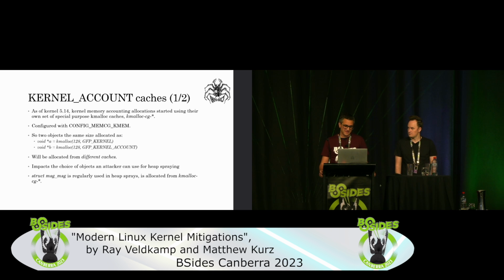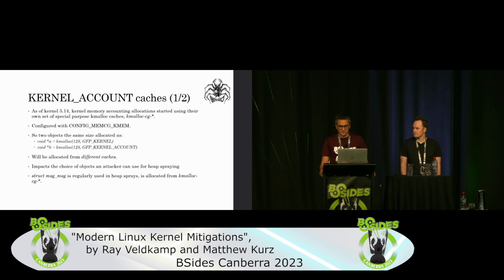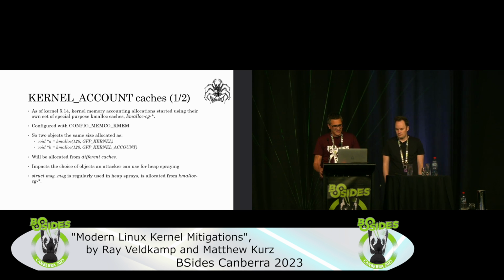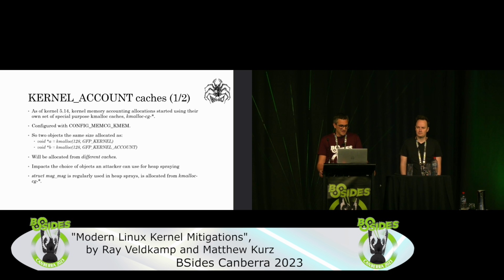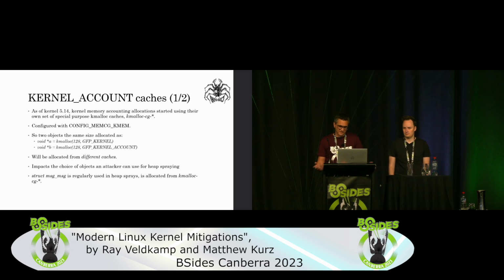What happens here is if this is enabled, suppose you've got 2 kmallocs for size 128. If one's called with the GFP_KERNEL flag and one's called with the GFP_KERNEL_ACCOUNT flag, they'll be allocated from different caches. So if you're doing heap exploitation, grooming your heap and doing some spraying, this will impact the choice of object that you can use for that spray. Struct msg_msg, for example, is regularly used in heap sprays, but it is now allocated from the kmalloc-cg caches. So it will just place further restrictions on use of spray objects.